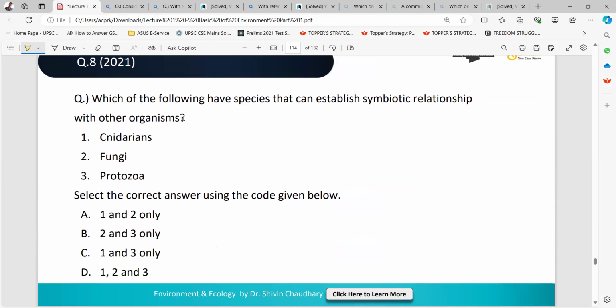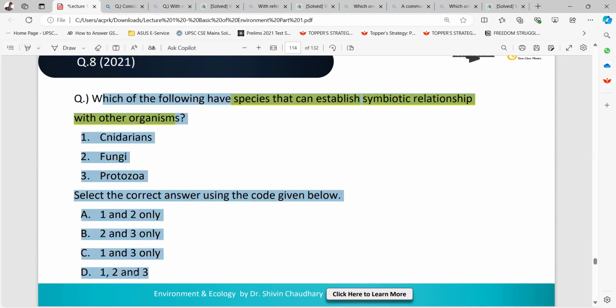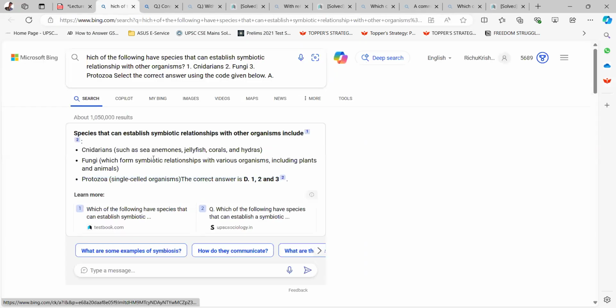Okay, question 8. Which of the following have species that can establish symbiotic relationship with other organisms? Okay, which are they? Symbiotic relationship. Cnidarians, fungi, protozoa. I think it's cnidarians, fungi, protozoa. All these three can establish symbiotic relationship with other organisms. I think so. Let's check the answer first.